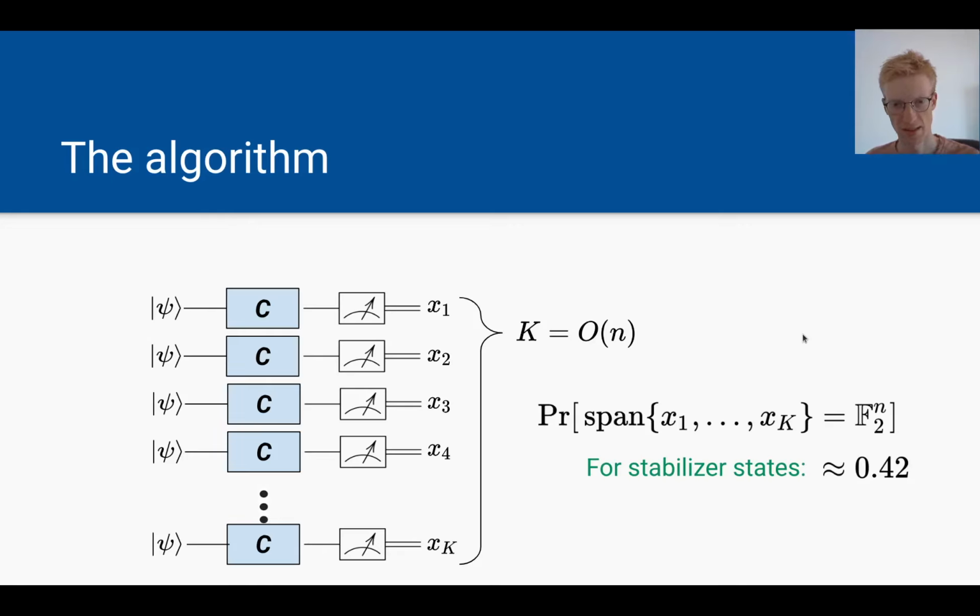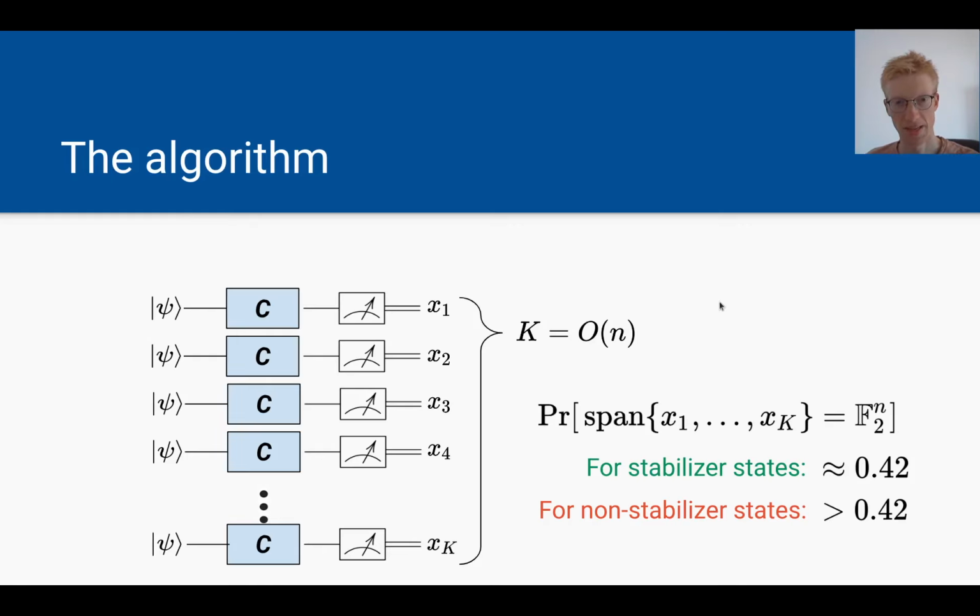On the other hand, we also show, and this takes quite some work, that if your state is at least a bit away from the set of all stabilizer states, then this probability is always also a bit larger than 0.42.